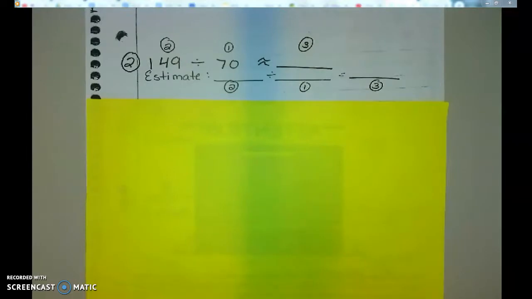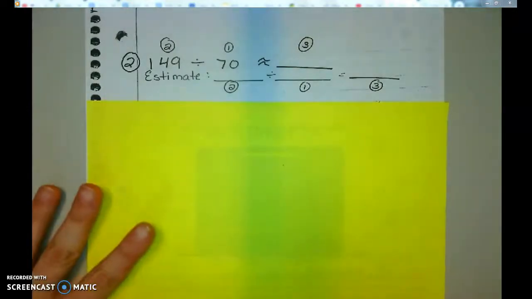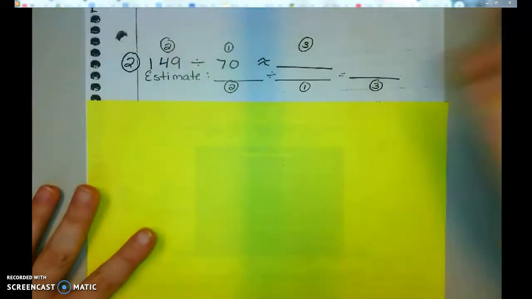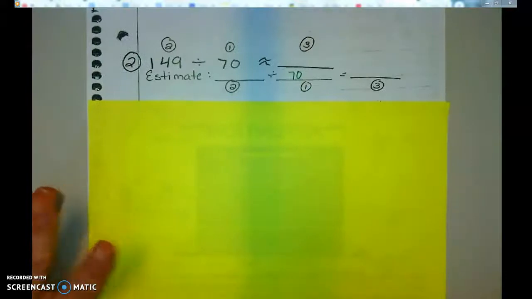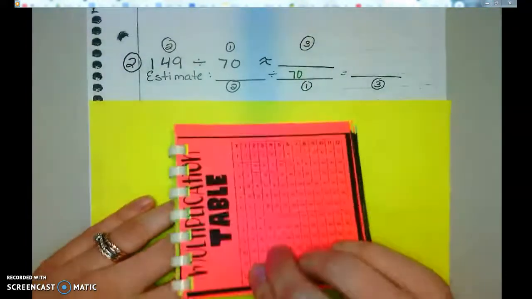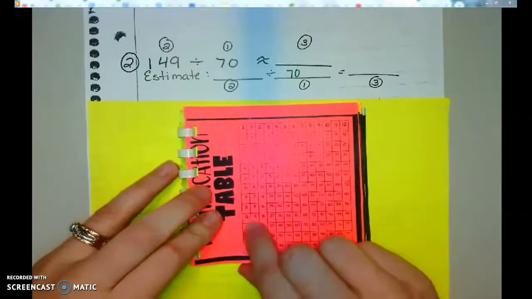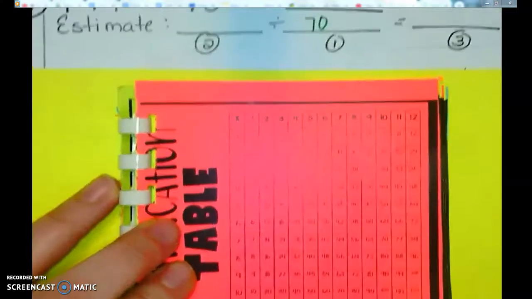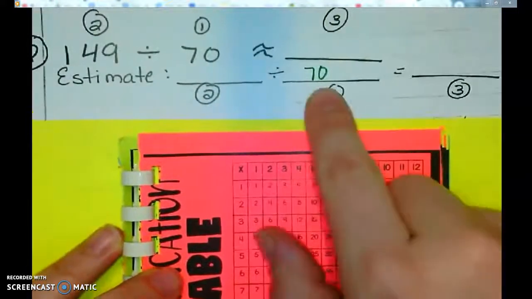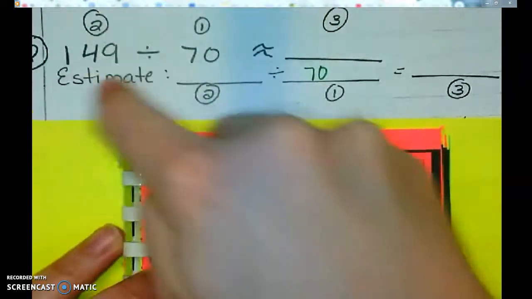I'm going to start by looking at my divisor, which is 70. I don't really need to round that to anything in particular. I'm just going to keep it at 70 because it's a pretty easy number. I can divide by 7s. Now I'm going to look at my chart, and I'm going to look for something that 7 can easily go into that's around 149.